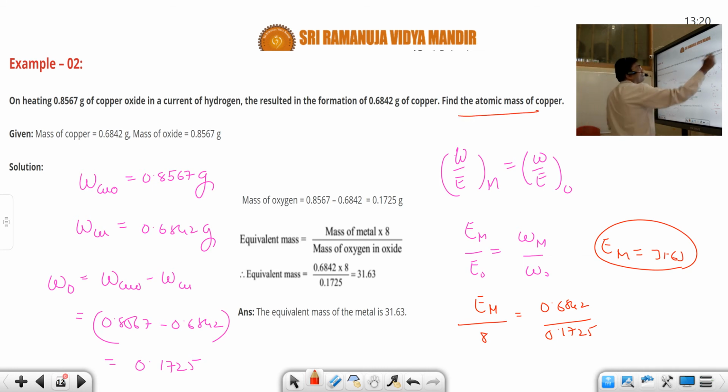So atomic mass of copper is asked. So students, what is the relationship between equivalent weight and atomic mass? Equivalent weight is equal to atomic weight by valency. I hope you understood.